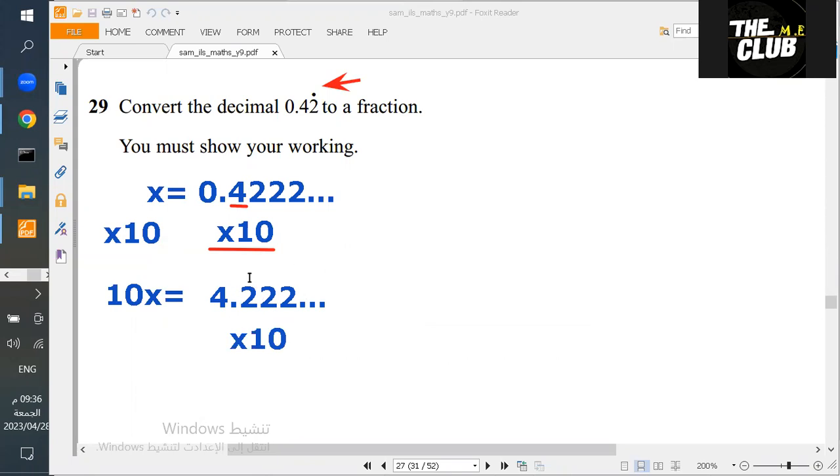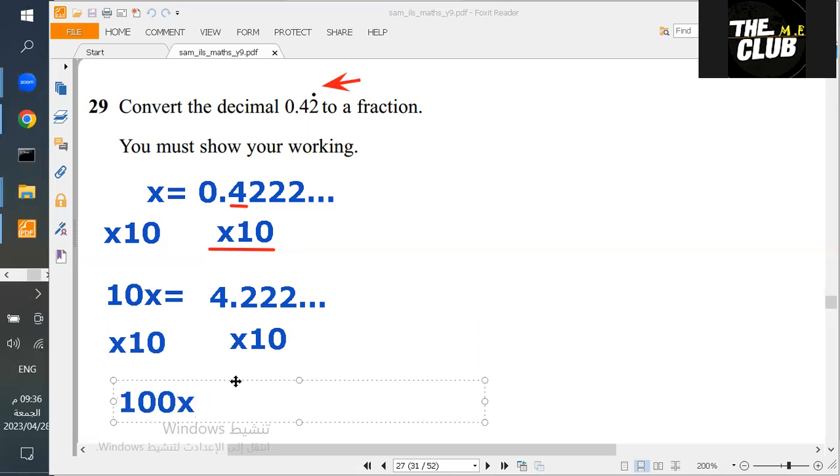If one digit repeats, multiply by 10. If two digits repeat, multiply by 100. If three digits repeat, multiply by 1000. So because I'm repeating 1 number, I'm going to multiply by 10 on both sides. Now 10 times 10x equals 100x.